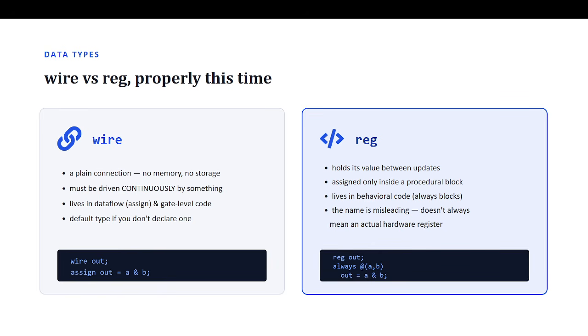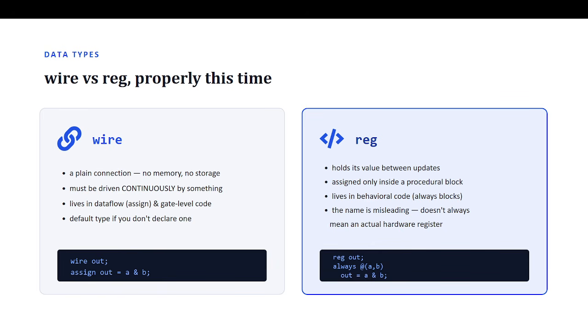Now, let us look at wire first. A wire represents a physical connection, nothing more, nothing less. Think of it exactly as you would think of a copper trace on a printed circuit board, PCB, or a jumper wire on your breadboard from the earlier practical session. A wire has no memory, it cannot remember or hold a value on its own. Whatever value is being driven onto it right now, that is its value. The moment the driving signal changes, the wire's value changes immediately.